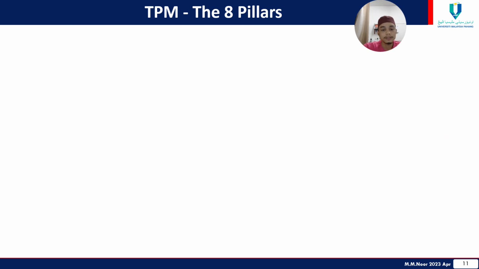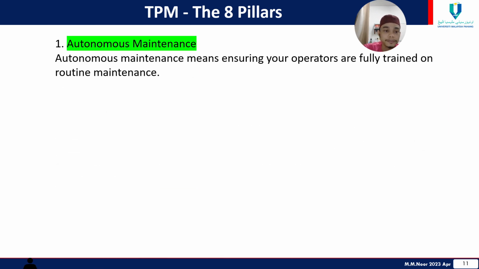The total productive maintenance 8 pillars. First, autonomous maintenance. Autonomous maintenance means ensuring your operators are fully trained on routine maintenance. So basically, the operator needs to have some knowledge before doing their work with the machine.